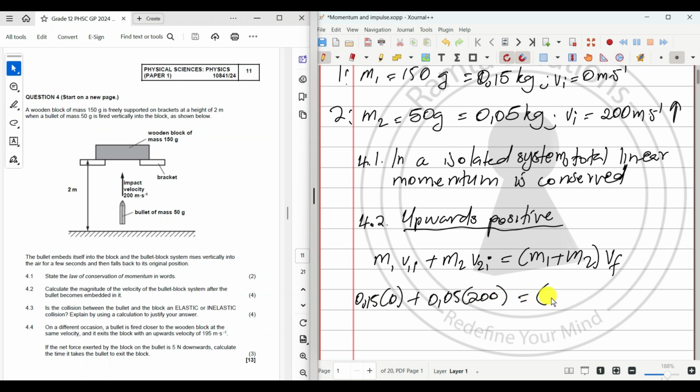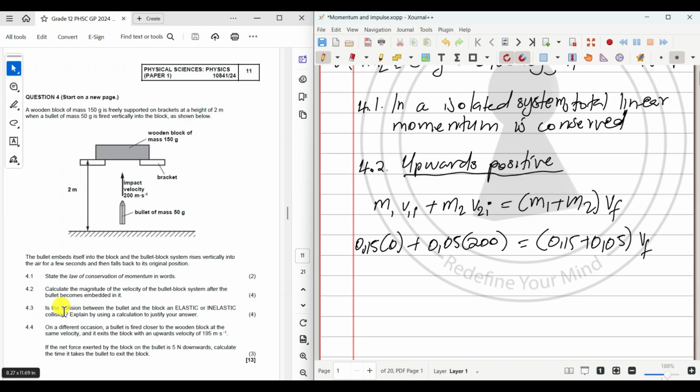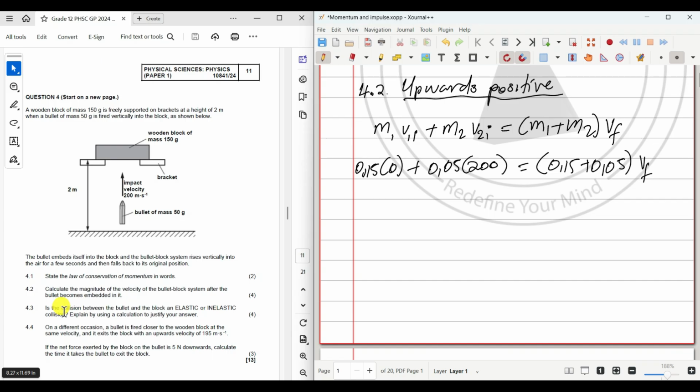Now finally, it is 0.15 plus 0.05. We do not know what the final velocity was. Calculate the magnitude of the velocity of the bullet block system after the bullet becomes embedded in it. Okay, so what is this?